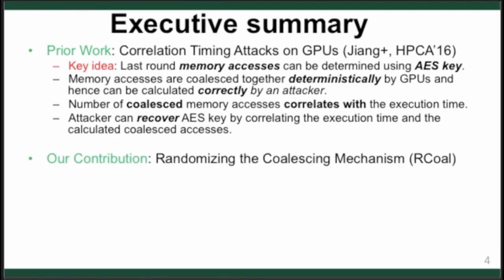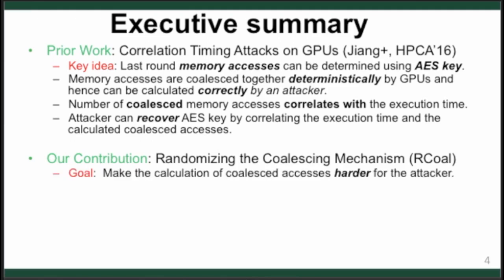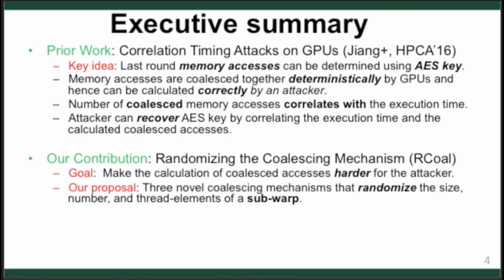In our work, we introduced randomized coalescing mechanism RCoal to mitigate the correlation timing attacks on the GPUs. With RCoal, our goal is to make the calculation of coalesced accesses harder for the attacker. We proposed 3 novel coalescing mechanisms that randomize the size, number, and thread elements of a subwarp. The size and the number of subwarps provide the granularity to determine how many memory accesses are coalesced together.